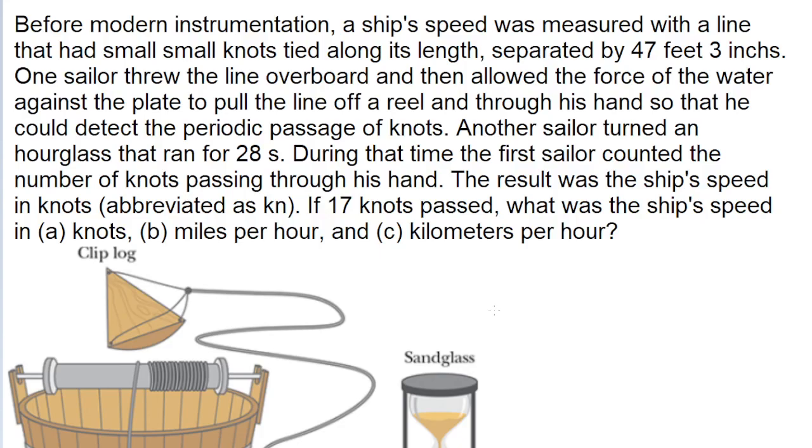Hey guys, in this problem we're given a whole paragraph explaining what a knot is, and then we're asked to find the speed of the ship in 3 different speeds, starting with knots.